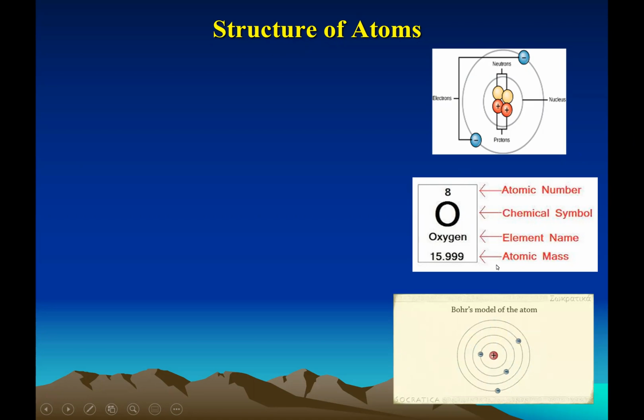When you're representing an atom, the chemical symbol for oxygen is O. For carbon, it will be C. The number of protons is called the atomic number, and it's written on top. And here's the element name, oxygen. The atomic mass is the weight of both the protons and the neutrons in the nucleus. That is the atomic mass. So each element will have both these numbers.